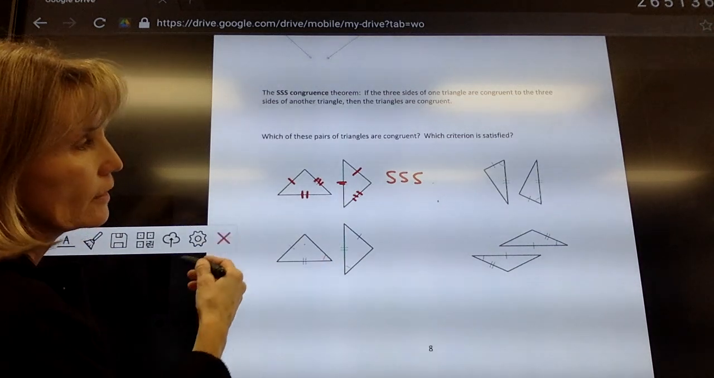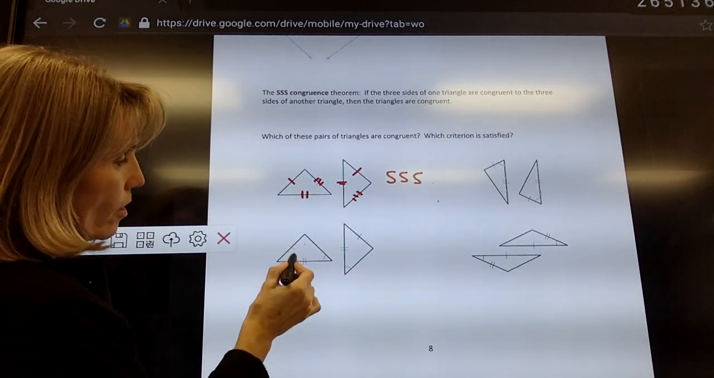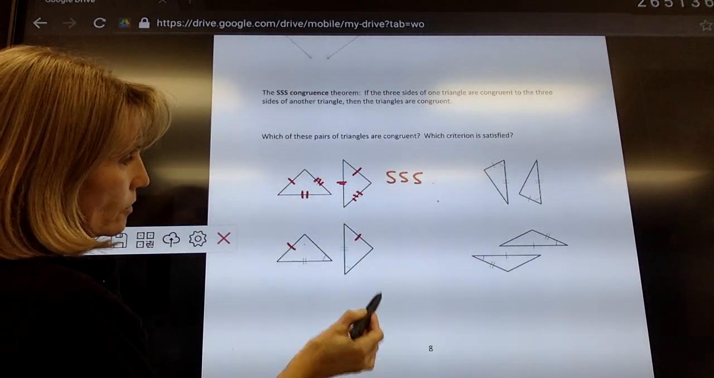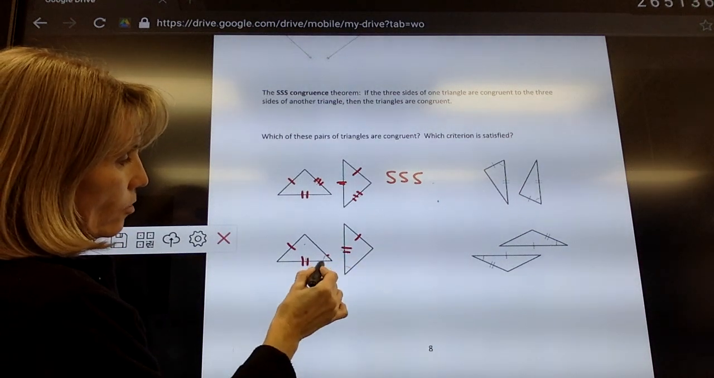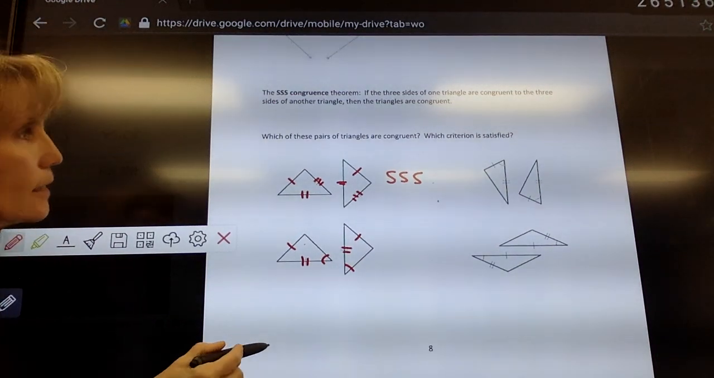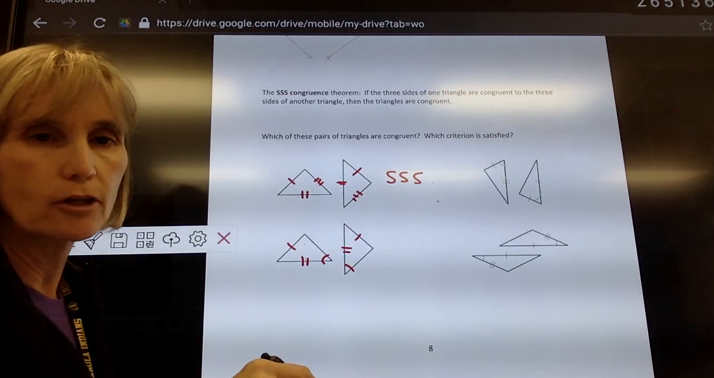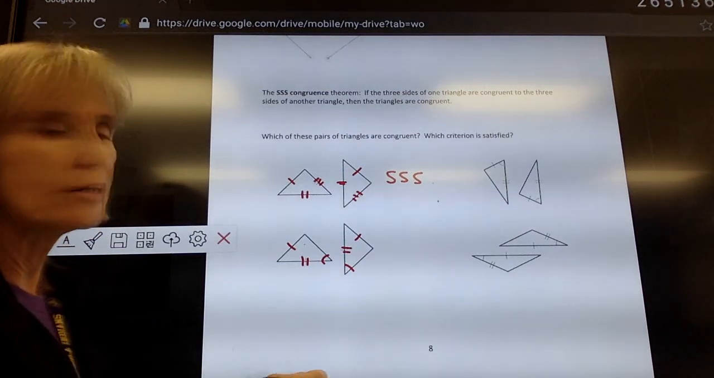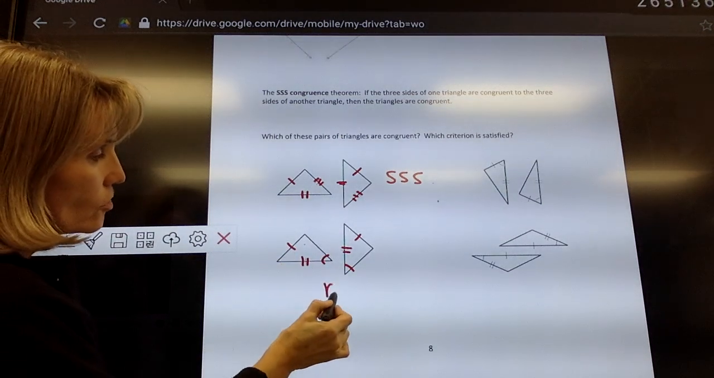And I don't have any letters, so I can't name them in this picture. Okay, in this bottom diagram, I have a side marked, and I have another side marked, and then I have an angle marked. Now, I do have two sides and an angle, but is it in the order of side, angle, side? The angle always has to be included. That means it has to be in between. This angle is not in between the two included sides, so this is a no.